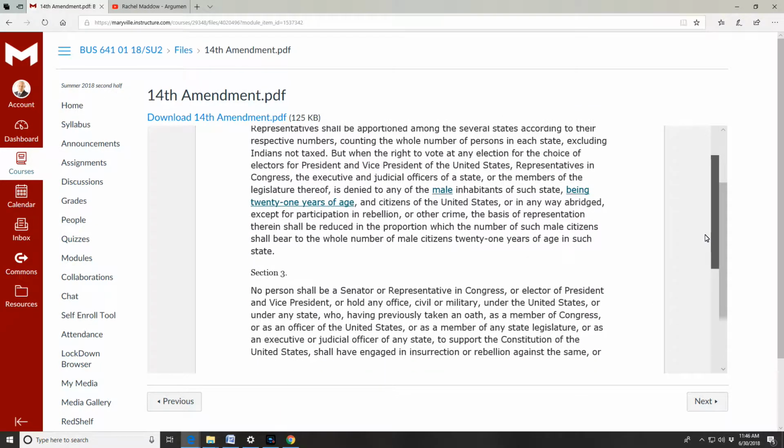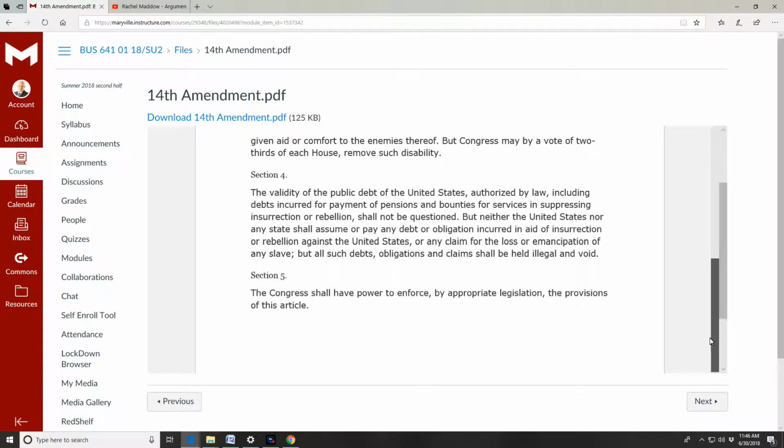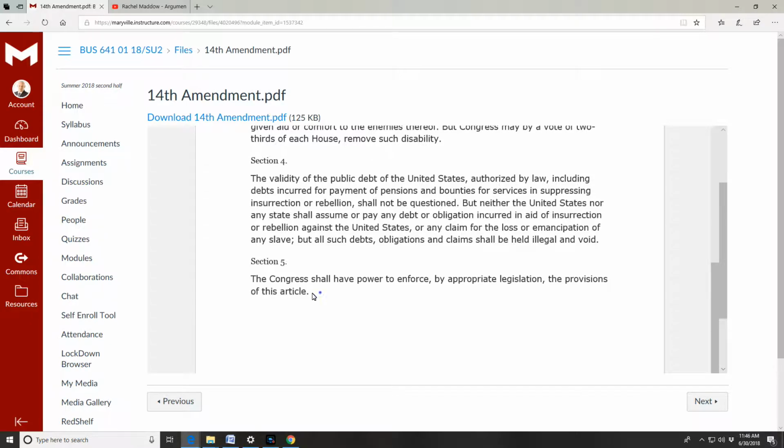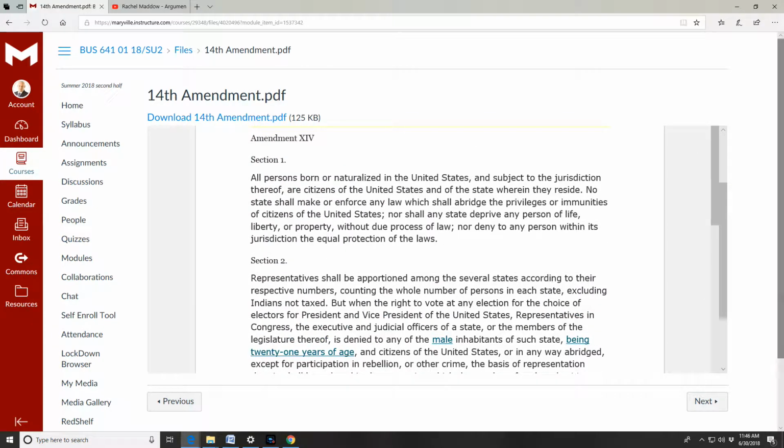So Section 1, 2, and 3. And again, you're going to see Section 5, the same verbiage in every single constitutional amendment. So take a look at that and see how that applies to the issue.